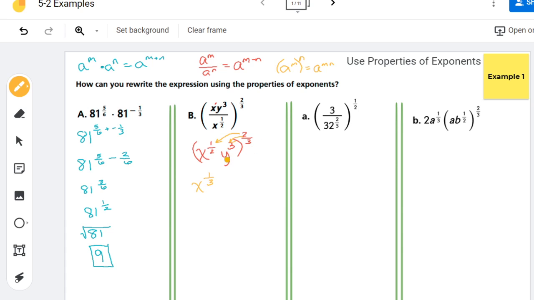And here, when I go to multiply, I have y to the 3 times 2/3. And the 3's are going to cancel out, leaving me with y squared.